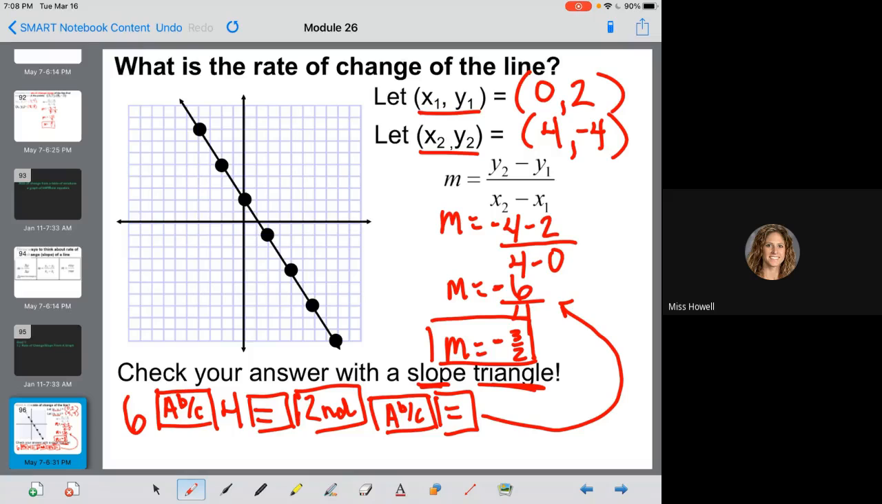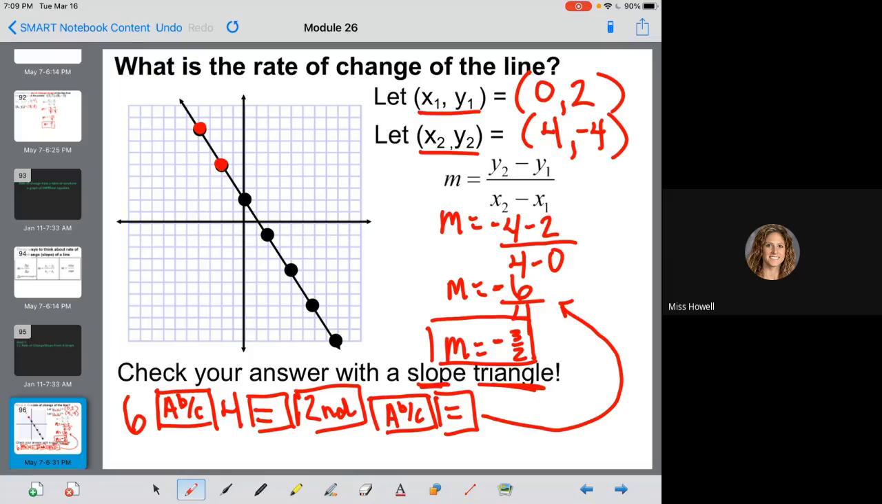So if I go down 3 and to the right 2, that should take me from one location on my line to another location on my line. That's what this -3/2 is, the change in up and down compared to the change left and right. So let's start up here and try to go to here.